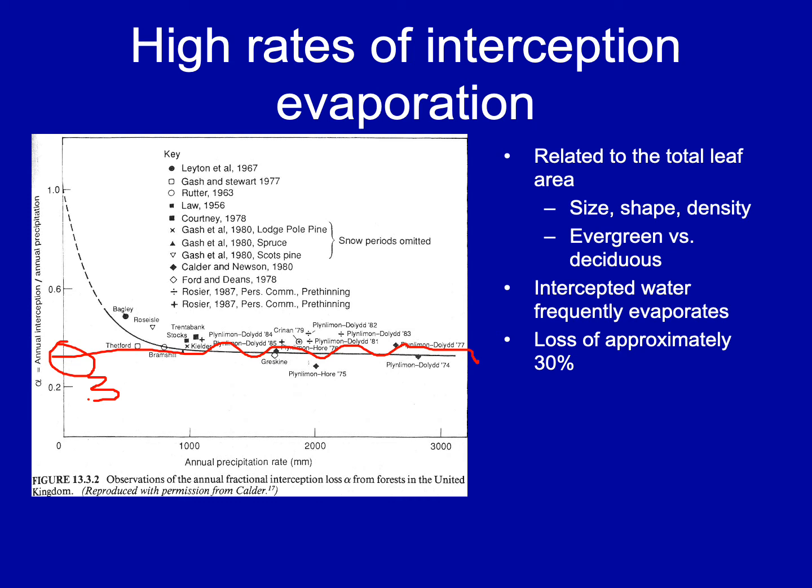the land surface. This illustration shows the ratio of interception losses to annual precipitation versus annual precipitation for studies across the United Kingdom. You can see where this curve flattens out, that in this climate, across multiple studies, about 30% of precipitation is lost to interception. That means that the effective precipitation reaching the forest floor is 30% less.